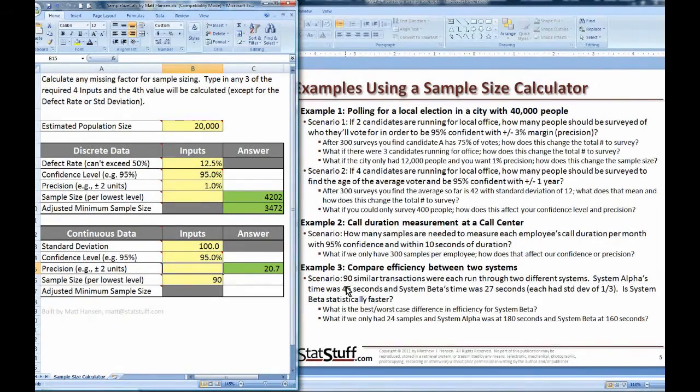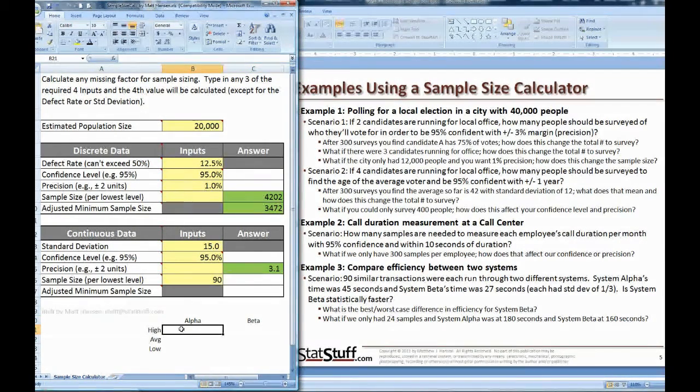So in this example, we're going to plug in the standard deviation for the first system, where it's 1/3 of 45 seconds, so that would be 15 seconds. I plug in 15, their precision is 3.1 seconds. To help figure this out, I'm going to plug in some values in here. I'm going to plug in high, average, and low. I'm going to say this is for system alpha, and this is for system beta.